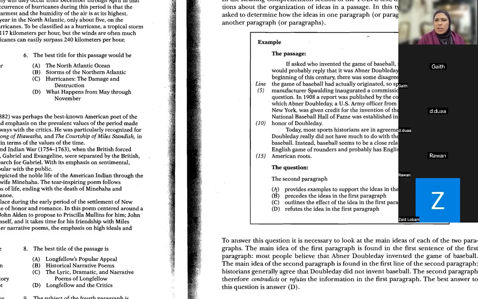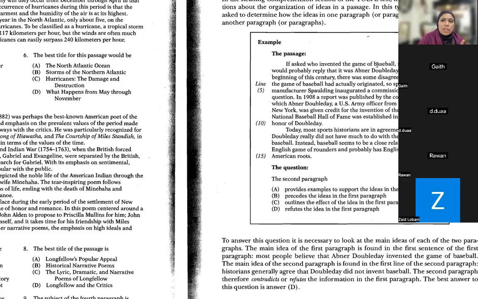The question, what is the question? The second paragraph, what is the second paragraph really about? When someone says the second paragraph, what does it do here? Does it agree with this paragraph? Does it differ? Does it oppose it? Okay, let's see. A, provides examples to support the ideas in the first paragraph. Does the second paragraph give examples to support the ideas in the first paragraph? Remember I told you you can find answers in the first line.